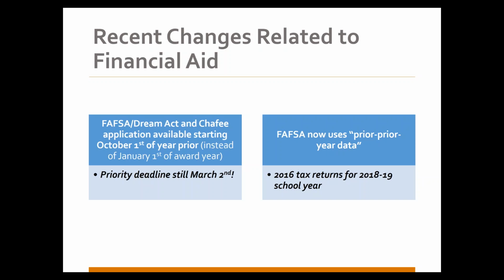Don't forget that. And then second, the FAFSA started using what they call prior year data. So instead of using last year's tax returns, those who file taxes and have to submit them for the FAFSA use their returns from 2 years ago. So for the 2018-19 academic year, you'd use the 2016 tax returns.